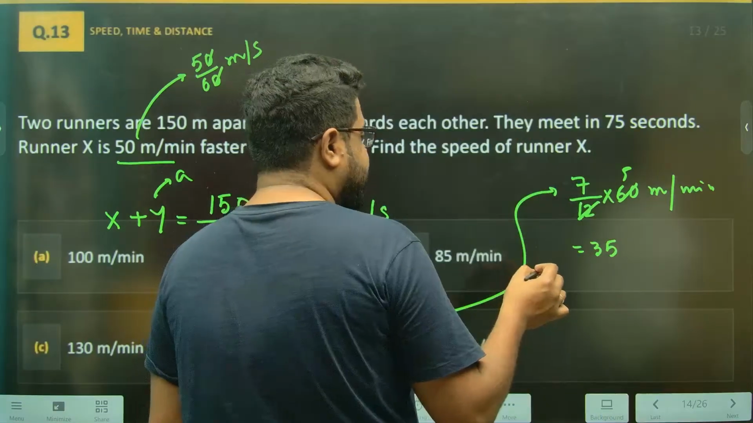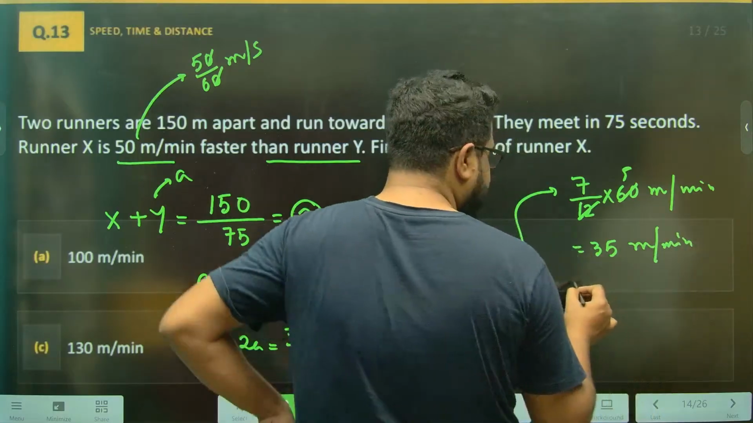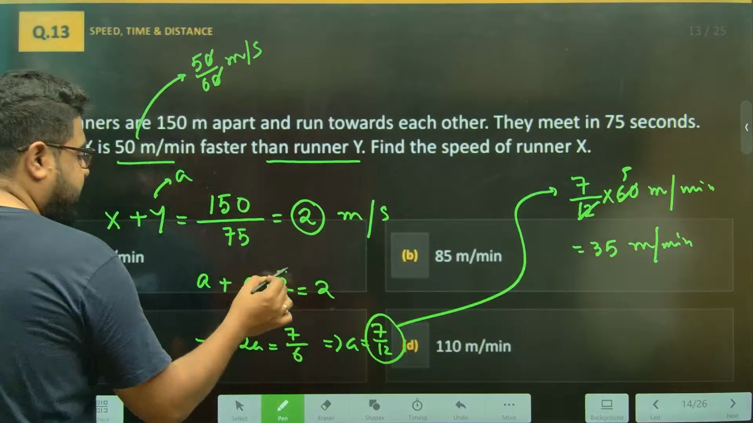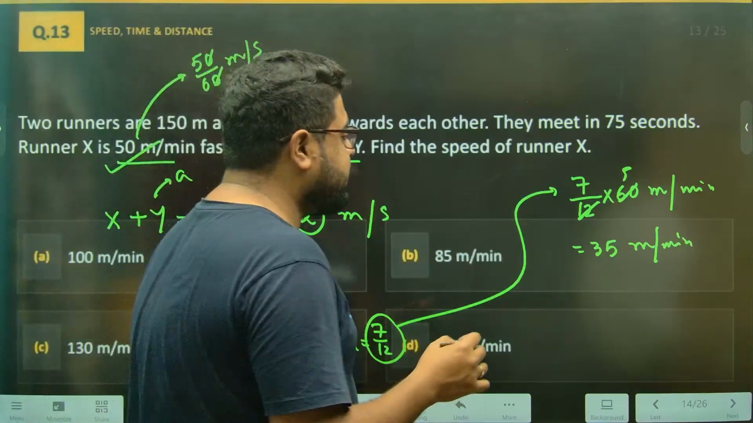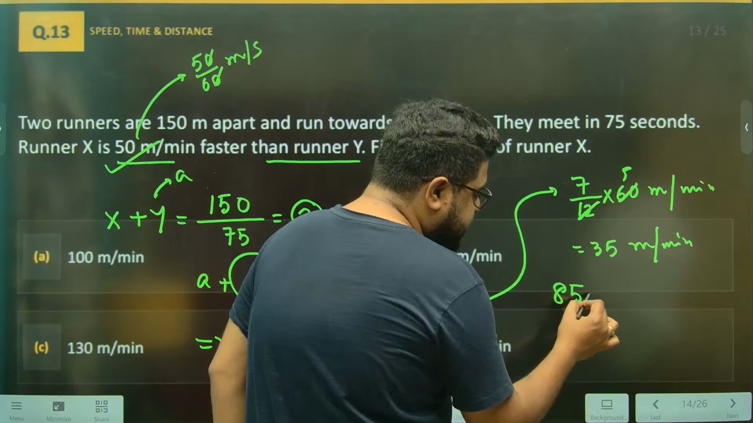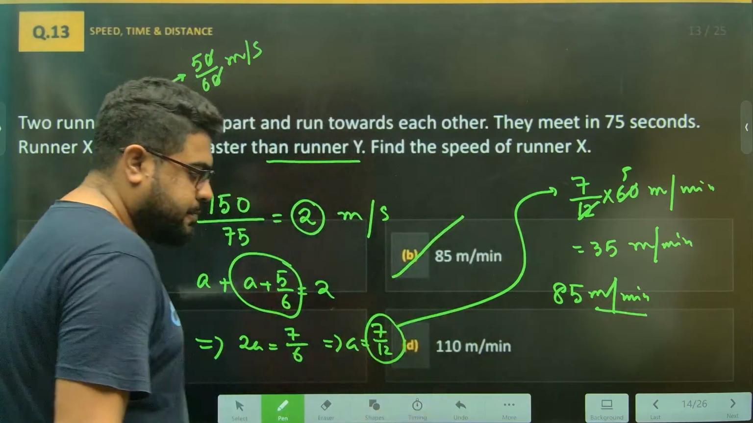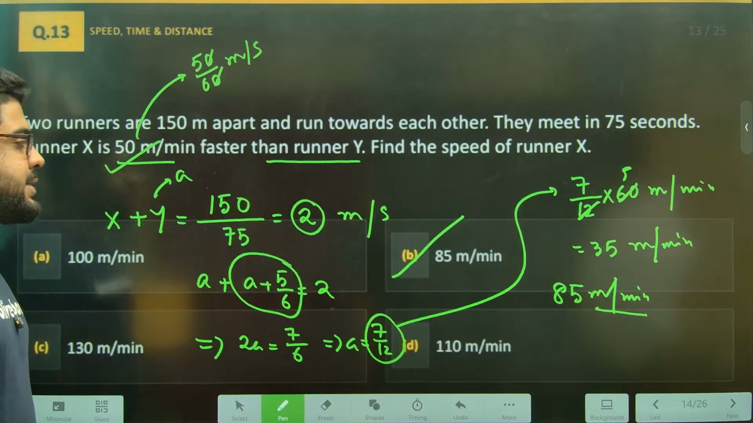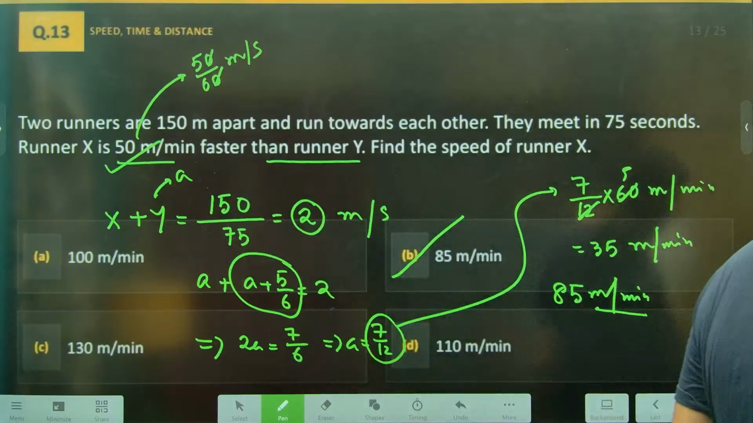Achha, runner X they are asking. Runner X will be then, this is the value of A. So runner X will be, sir, A plus 5 by 6 or A plus 50 because I have converted to meter per minute. So that will be 85, sir. Option B must be the answer. Good question, simple one. Simple yet good question.